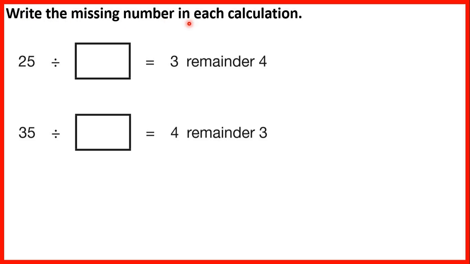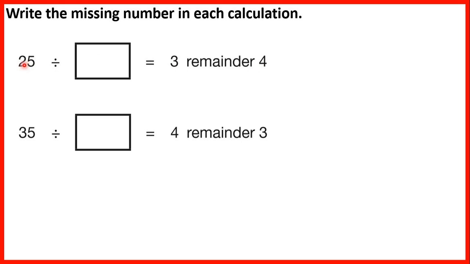Write the missing number in each calculation. So in both of these calculations, it's the divisor that's missing, and both calculations give a remainder. So we know that to check divisions with remainders, we can multiply the divisor by this number and then add this number to get the number that we started with.